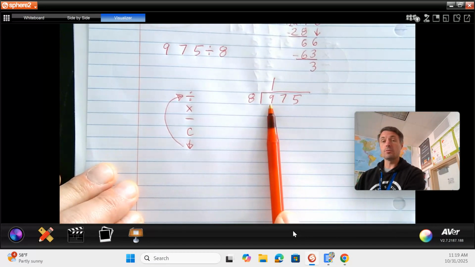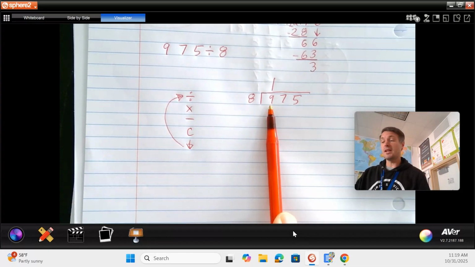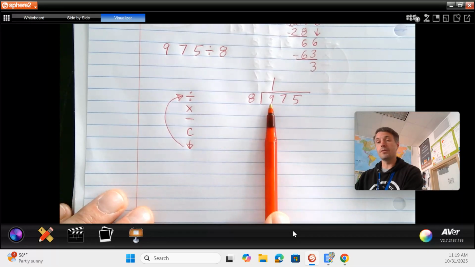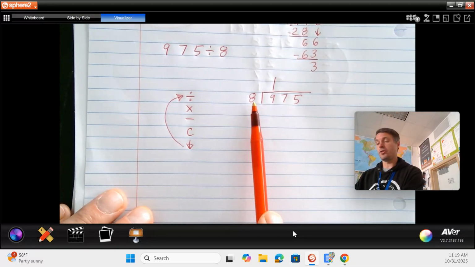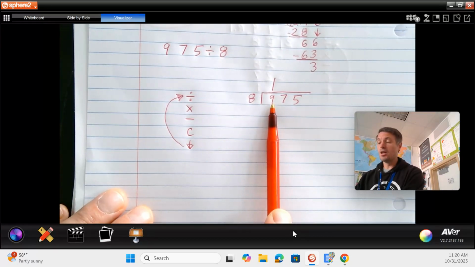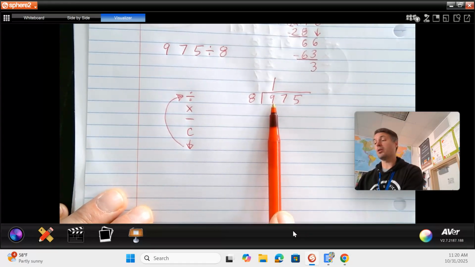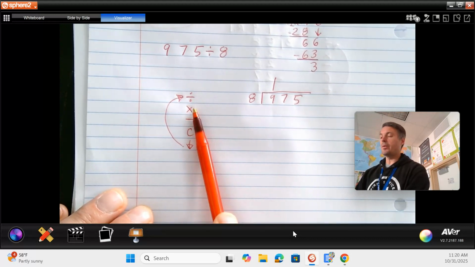So sometimes the first part of the quotient does still go above that same number. And on your independent work today, on your quiz, in some of the long division problems, the quotient will go above the first number, and in some of them, it'll go above the second number. You have to ask yourself, can this number fit into this number? If the answer is yes, the first part of the quotient goes there. But if the answer is no, the first part of the quotient goes above this second number.